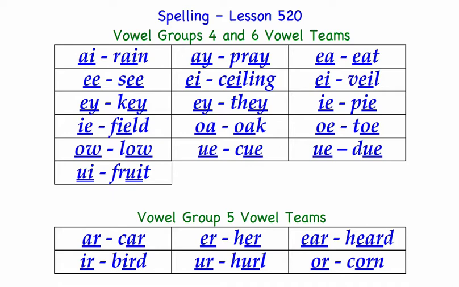Brownie. 2 syllables. First syllable, brow. 3 sounds, b, r, ow. Knee, 2 sounds, n, e.